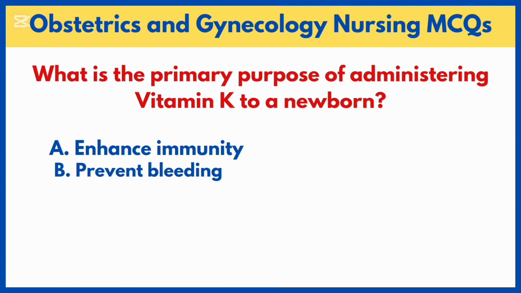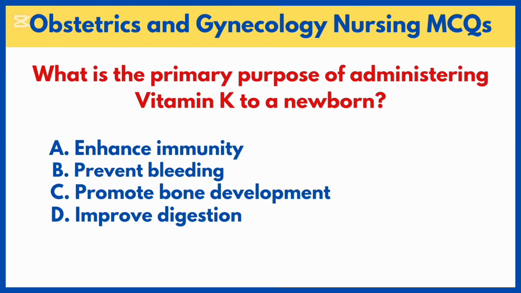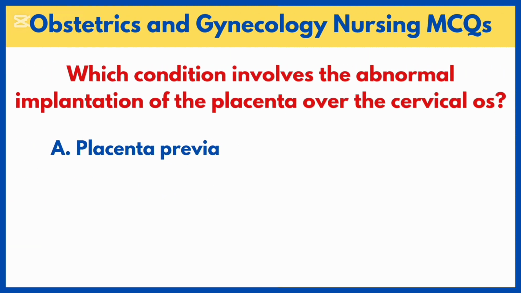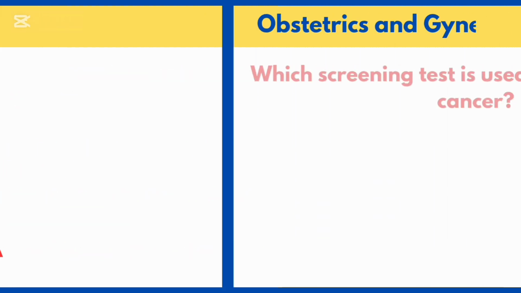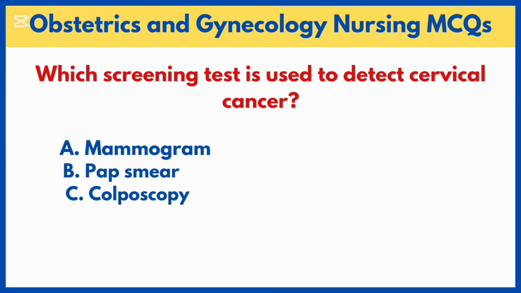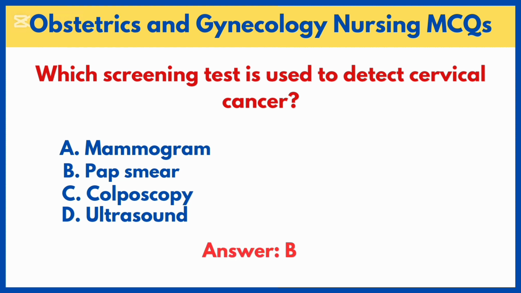What is the primary purpose of administering vitamin K to a newborn? Correct answer is option B, prevent bleeding. Which condition involves the abnormal implantation of the placenta over the cervical? Correct answer is option A, placenta previa. Which screening test is used to detect cervical cancer? Correct answer is option B, pap smear.